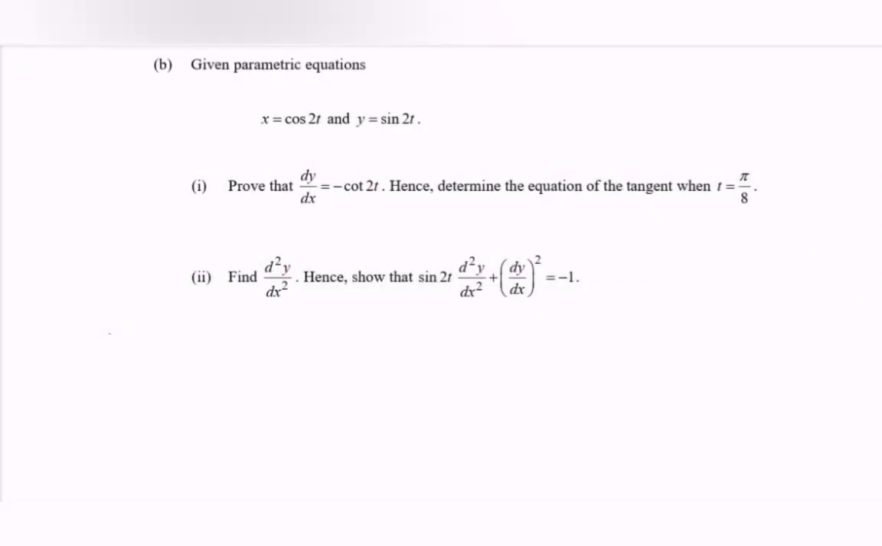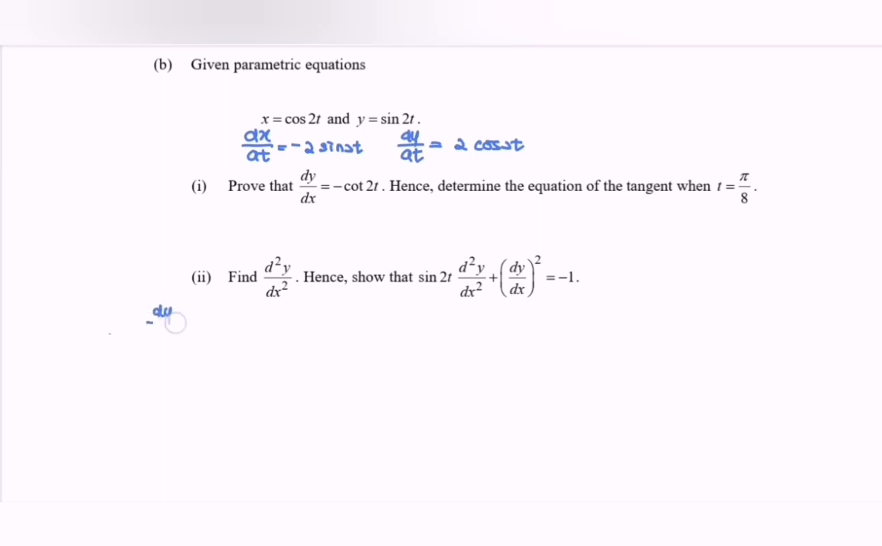Continue. Given the parametric equations, we have x equals cos 2t, y equals sin 2t. Kindly differentiate the situation. So here we have dx/dt equals negative sine 2t, then we have the 2. dy/dt equals cos 2t, then we have the 2. So prove that dy/dx equals negative cotangent 2t.